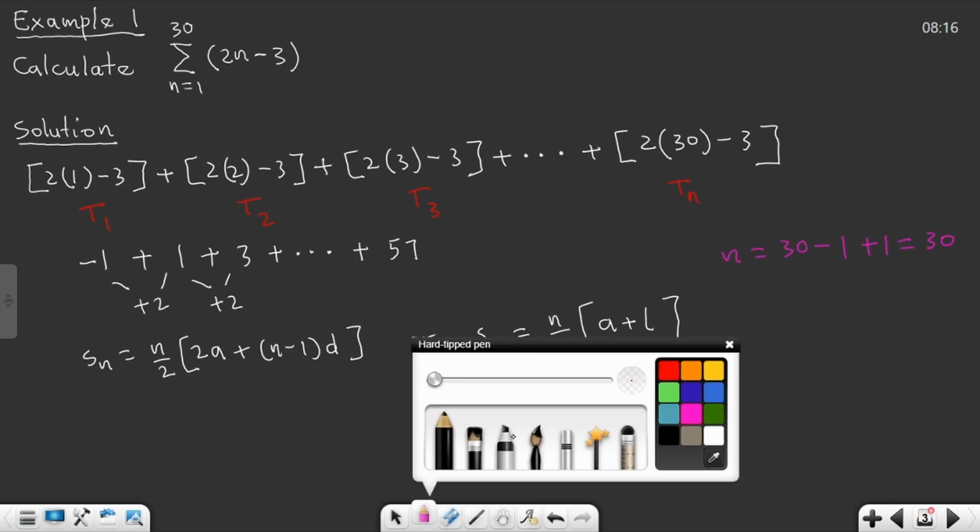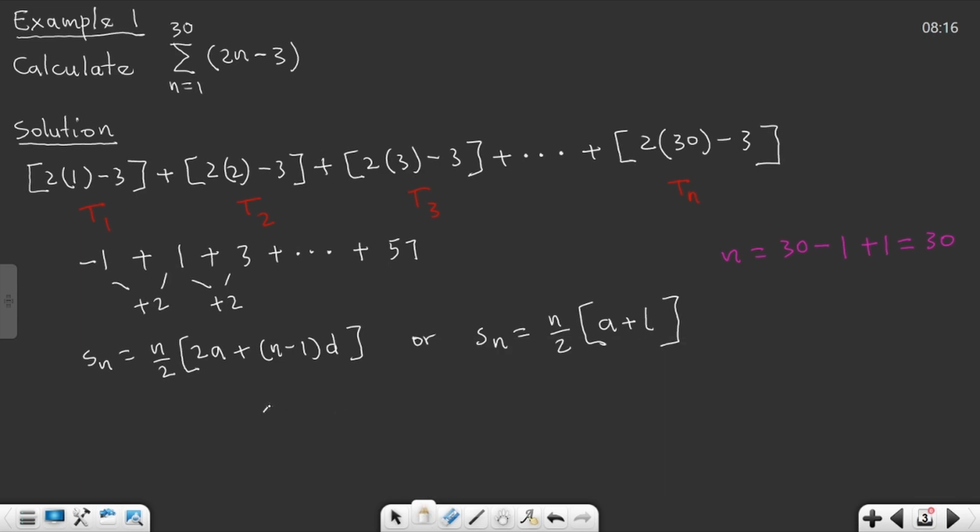So our sum will be S30. Can you see that? We are going to find S30. So I said I'm going to use this formula. So my n is 30, over 2. And then you have a, your first term, which is -1, plus L, which is the last term, which is 57. And then you close your bracket.